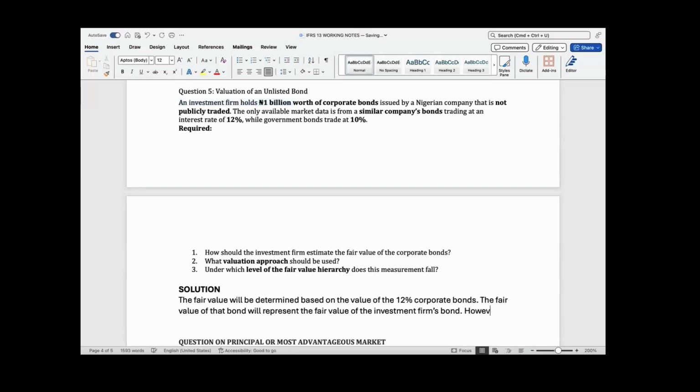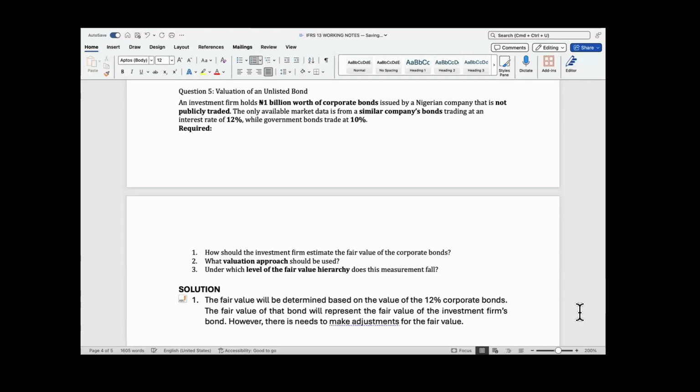But however, there is need to make adjustments. There is need to make adjustments to the fair value, because you cannot just pick up that fair value and use it. You will need to make some adjustments. So that's number one.